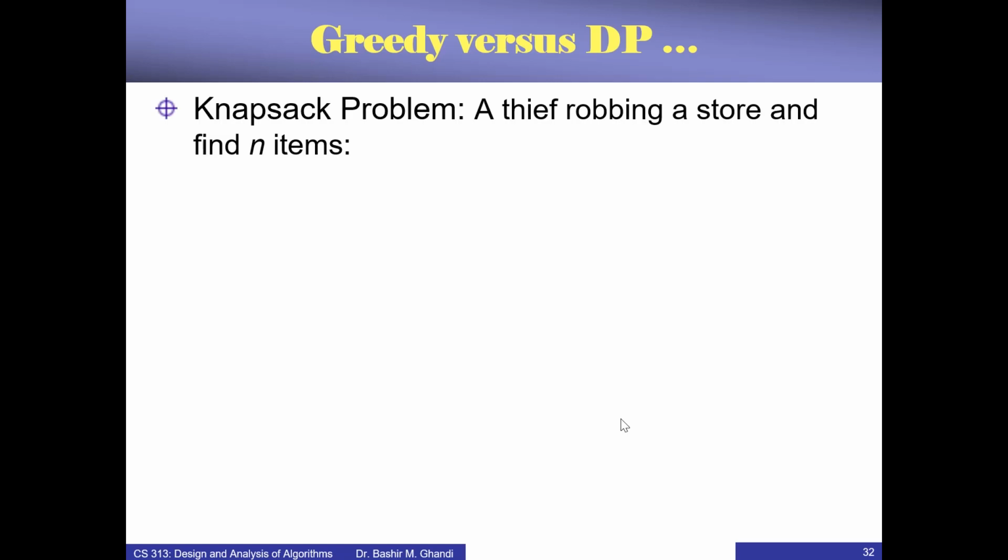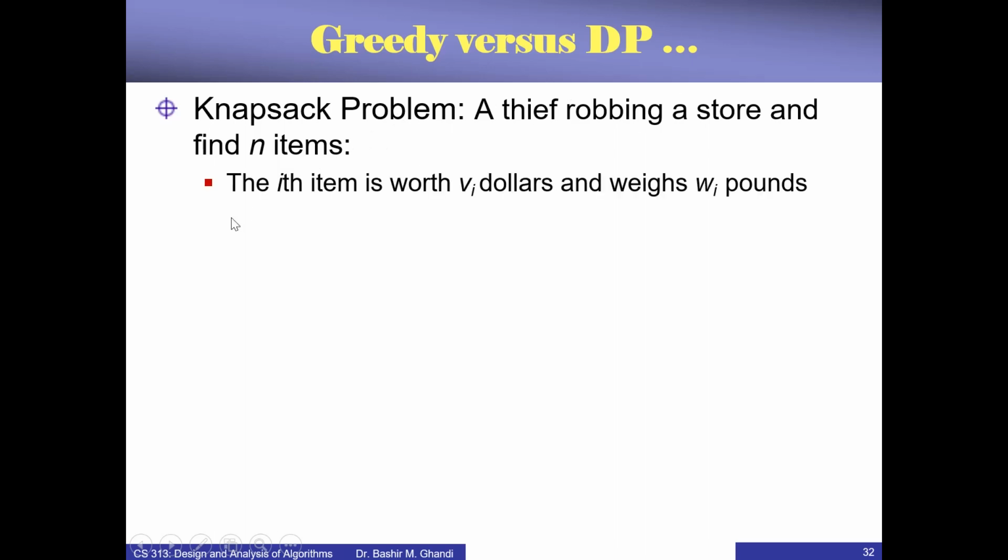So this is the knapsack problem. It's an interesting problem actually. Assume that we have a thief that is trying to rob a store. The thief finds n items in the store, and the items have different values. The ith item is worth vi reals, or dollars if you want. This is the value of the ith item, and it weighs wi pounds.